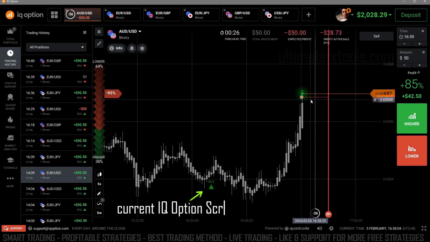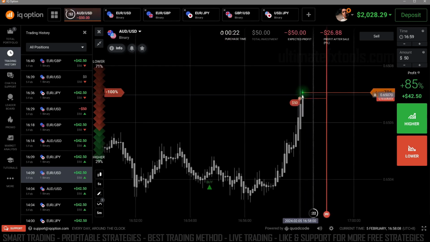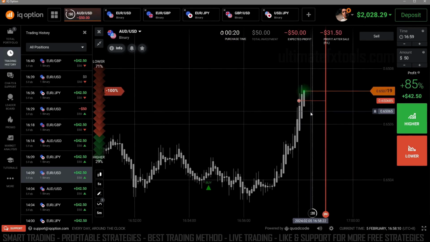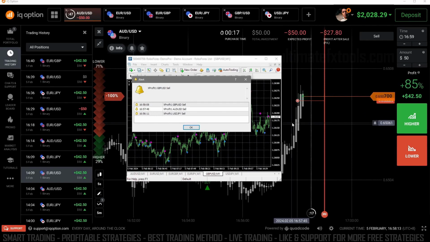We also have the IQ Option script attached to our IQ Option chart, but we will not follow its signal. We will be enhancing that indicator for better trading performance. Just focus on the XProfit indicator.